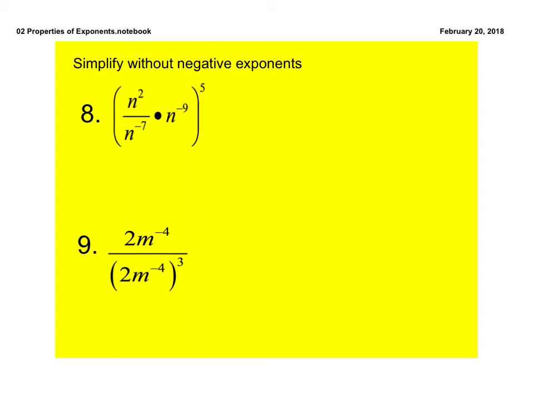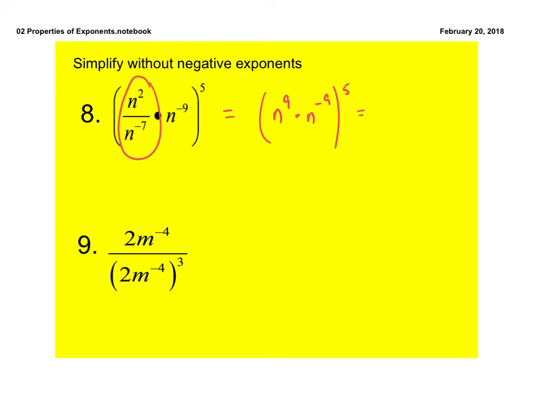Okay, let's try this one. We're going to work kind of from the inside out. So first I'm going to look at the n squared divided by n to the negative seventh. So 2 minus negative 7 is 9. So I get n to the ninth times n to the negative ninth.